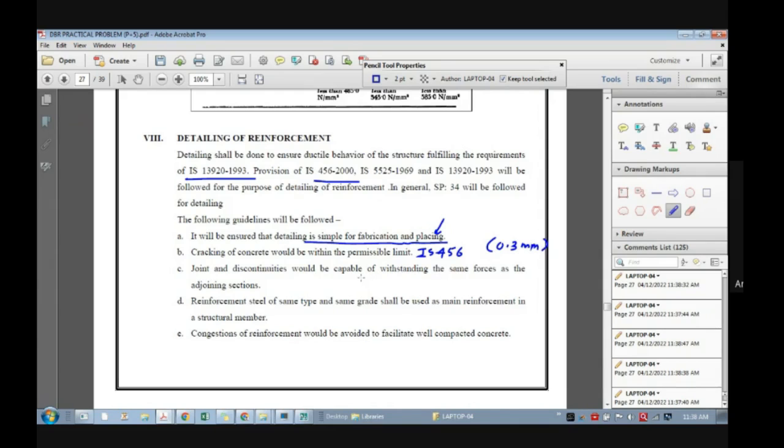Joints and discontinuities would be capable of withstanding the same forces. Definitely, whatever you are assuming, fixed joint or hinge joint, make sure that whatever you are assuming in the analysis has to be in design and has to be in drawing. So the same is needed everywhere. If it is fixed in analysis, then it should be fixed in design and the drawing should also have a fixed connection.